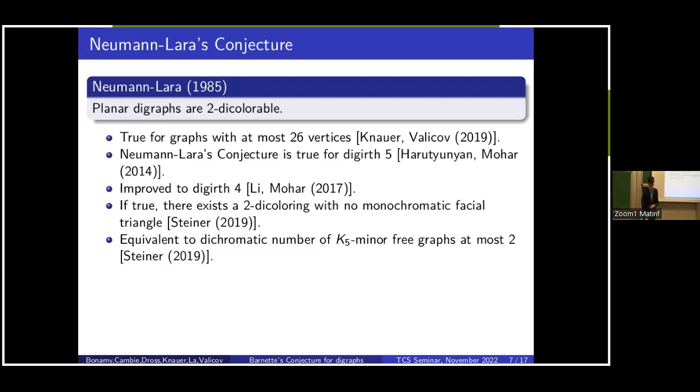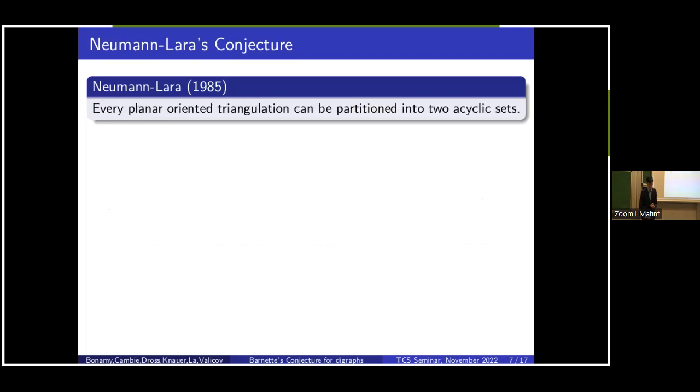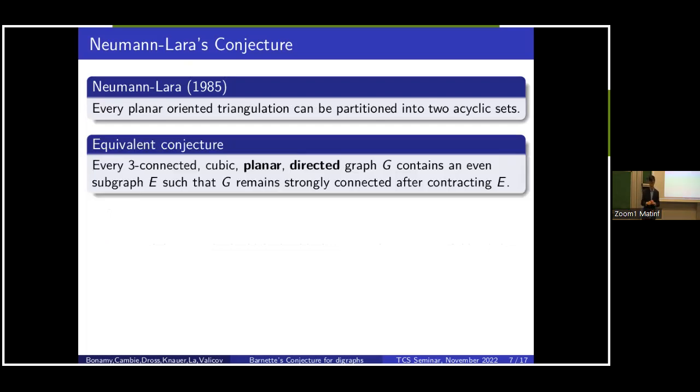All right, so we like this planar setting because we have this notion of duality that we've seen before, and then we can bring this problem back to cubic graphs, right? So now I will rephrase Neumann-Lara's conjecture in this setting so that you can better see the connection. And first, let's go to this version of the conjecture. I'm claiming that this is equivalent to saying that every 3-connected cubic planar directed graph contains an even subgraph, such that after I contract it, the remaining graph is strongly connected.